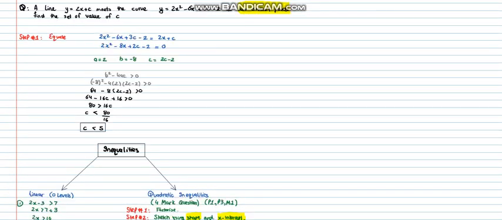Do bear in mind that if the question says that the line meets the curve only, then that means that either it could have two intersections or one intersection. So it should be b square minus 4ac greater than or equal to 0.